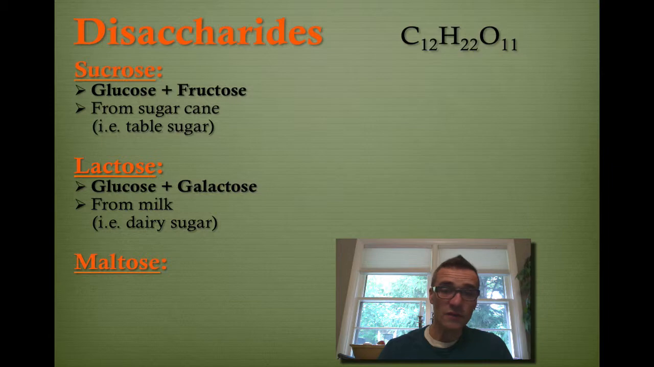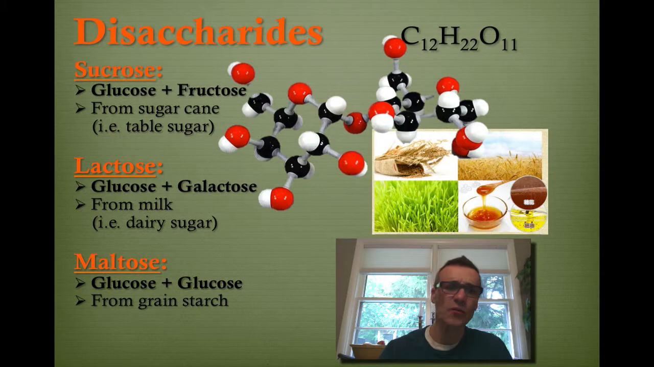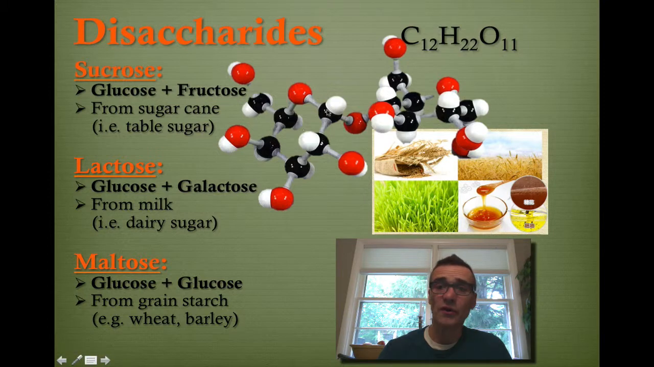The final disaccharide we're going to look at is maltose. And maltose is glucose and glucose put together, and this is what it would look like if it were a molecule. It comes from grain starches, so wheat, barley, rice, things like that. And so when you eat these, your body will break apart these 2 units and liberate the glucose, and you can use that for energy.